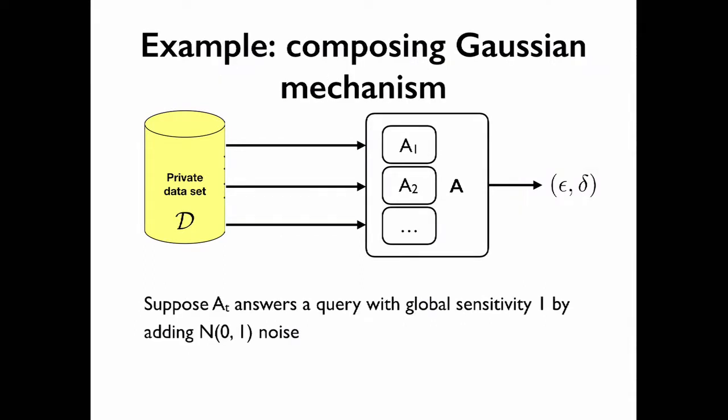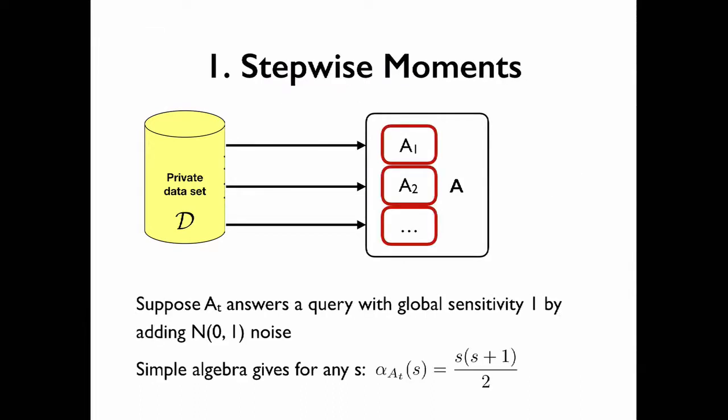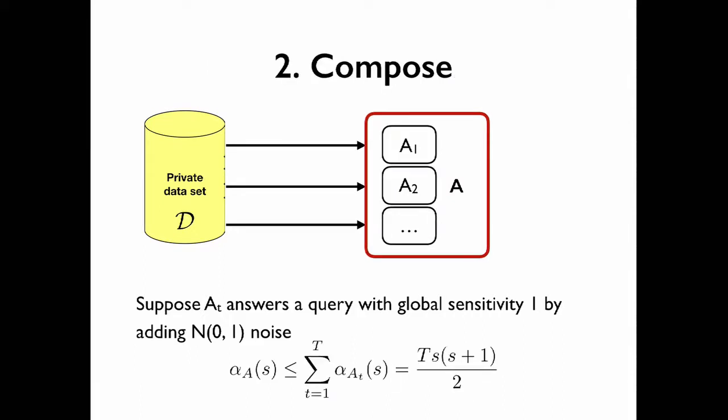Okay, so just as a quick example, suppose we are trying to compose the Gaussian mechanism, and here each step is a Gaussian mechanism. Again, this is a very special simplified case, and A_t answers a query with global sensitivity 1 by using normal 0-1 noise. If you do some algebra, what you will find is that the moment function alpha A_t of s is s times s plus 1 over 2. These are our stepwise moments. We can compose them to get alpha A of s is capital T times s times s plus 1 over 2, where capital T is the number of times you were using the Gaussian mechanism.